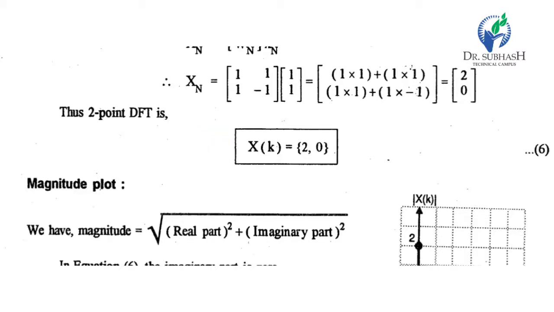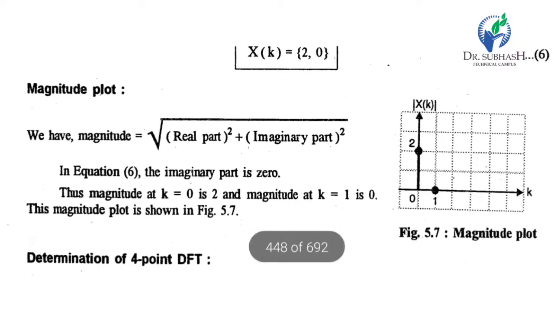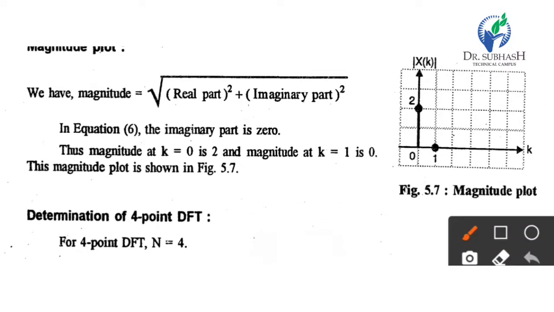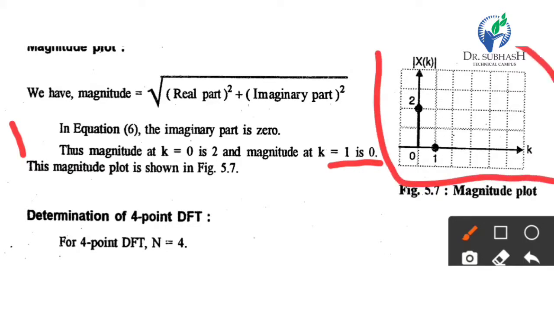To draw the magnitude plot, we have magnitude equal to the square root of real part squared plus imaginary part squared. In the equation the imaginary part is 0. So the magnitude at k equal to 0 is 2 and the magnitude at k equal to 1 is 0. So the magnitude plot is |X(k)|.